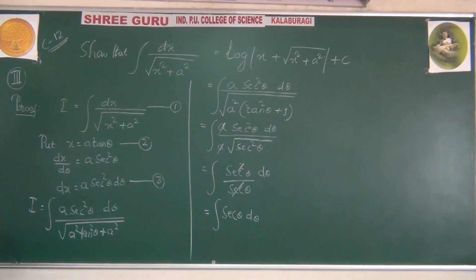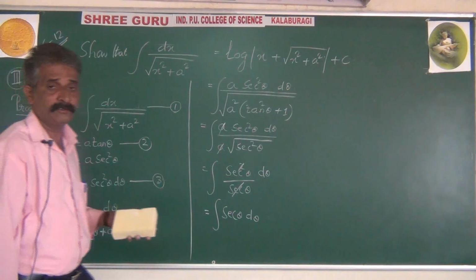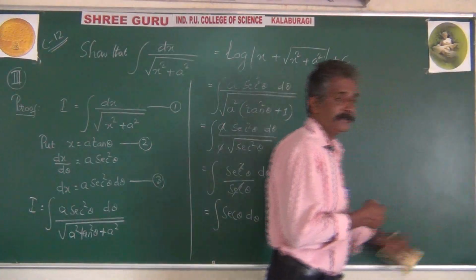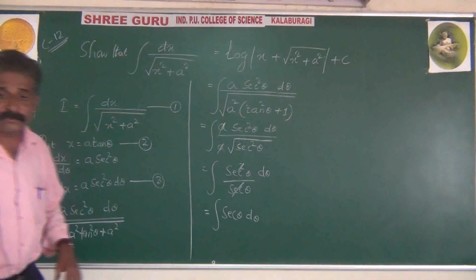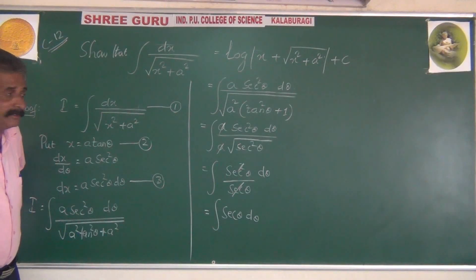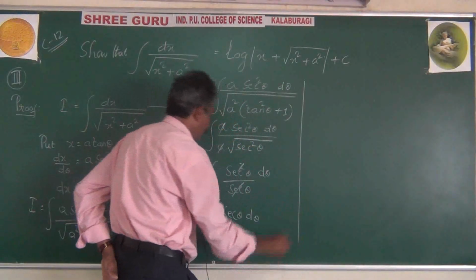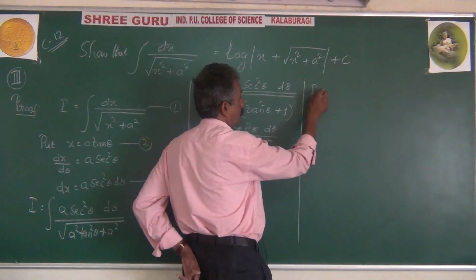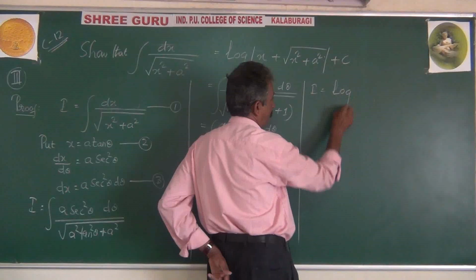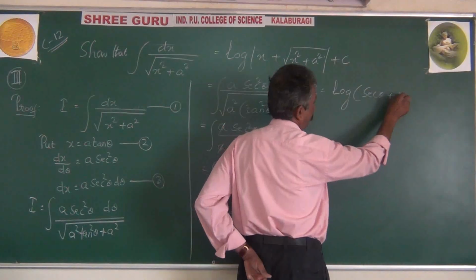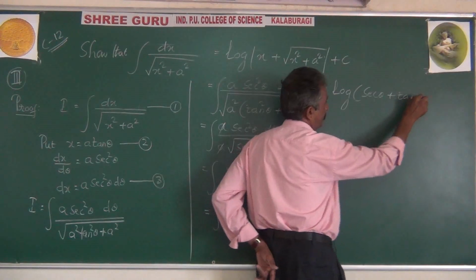Now you observe the list of formulas. In the past classes we have seen by the standard formula list, integration of sec x is log of sec x plus tan x. Here integration of sec theta is log of sec theta plus tan theta. So now I equals log of sec theta plus tan theta plus constant C.